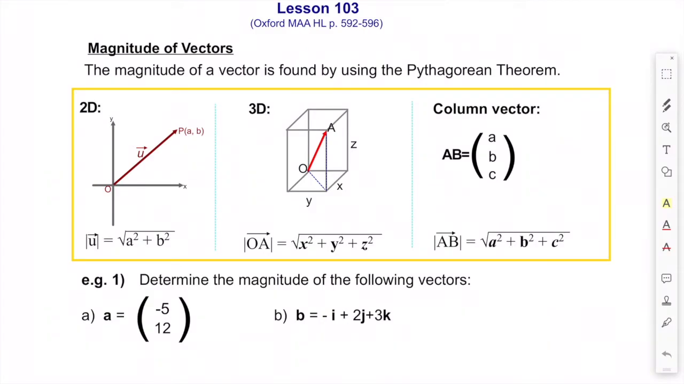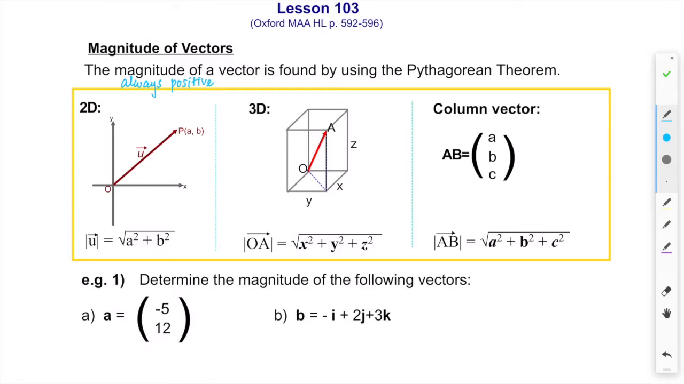Welcome to lesson 103. So in this lesson, we're going to go over how we can calculate the magnitude of vectors. We have briefly mentioned that magnitude basically represents the size of a vector quantity. And as we are describing size, we should notice that magnitude is always positive. So let me write this down.